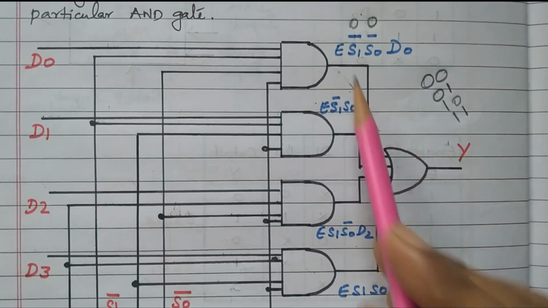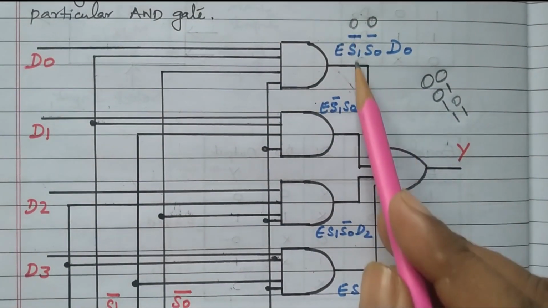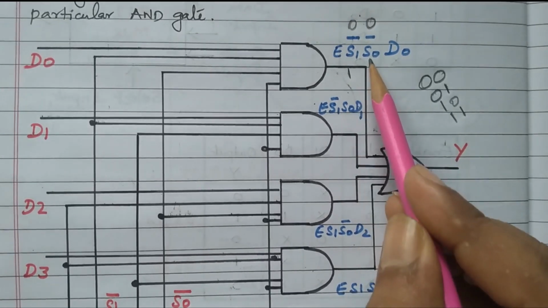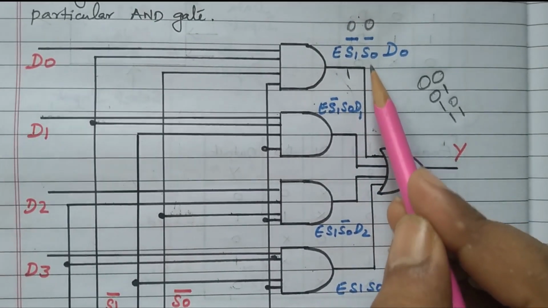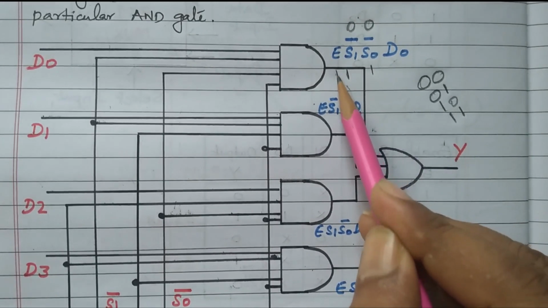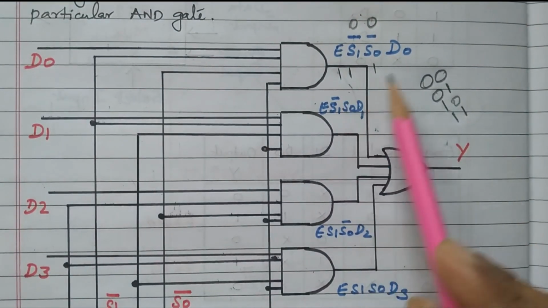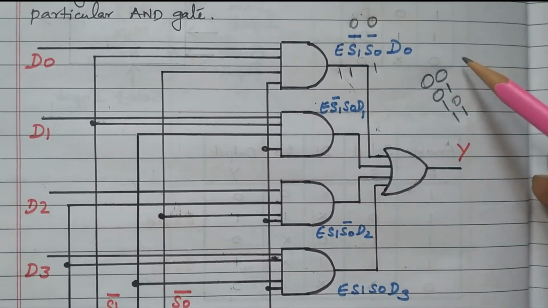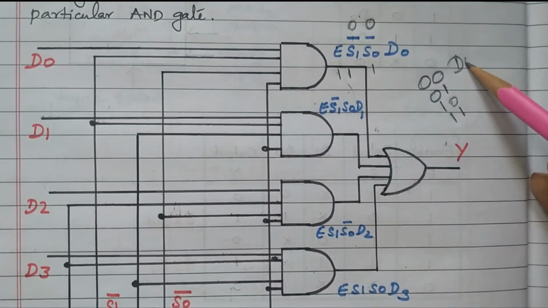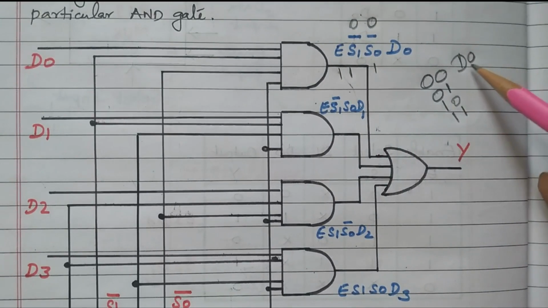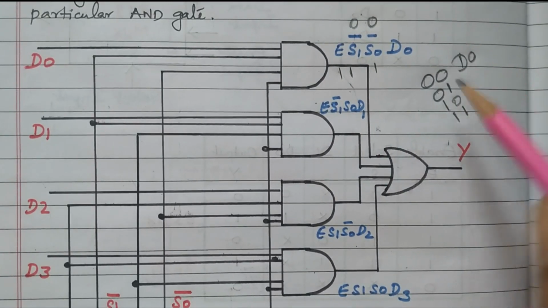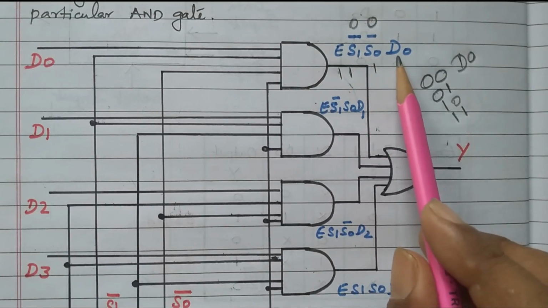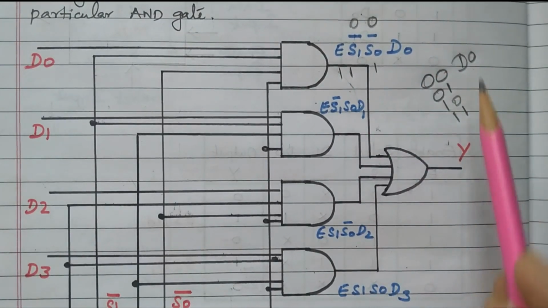S1 is 0 means S1 dash will be 1. S0 is 0 means S0 dash will be 1. Already enable input is also 1, right. So all are 1, so D0 will be available at the output, right. If D0 is 0, 0 will be available, if D0 is 1, 1 will be available at the output, because in the AND gate 3 inputs are 1, so the third input automatically is available at the output.